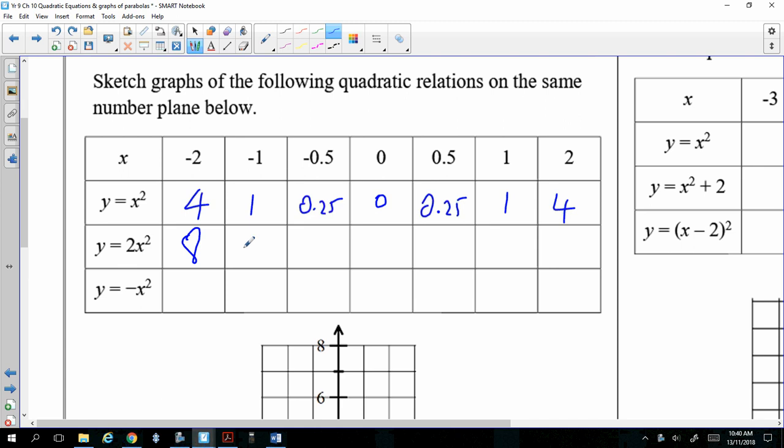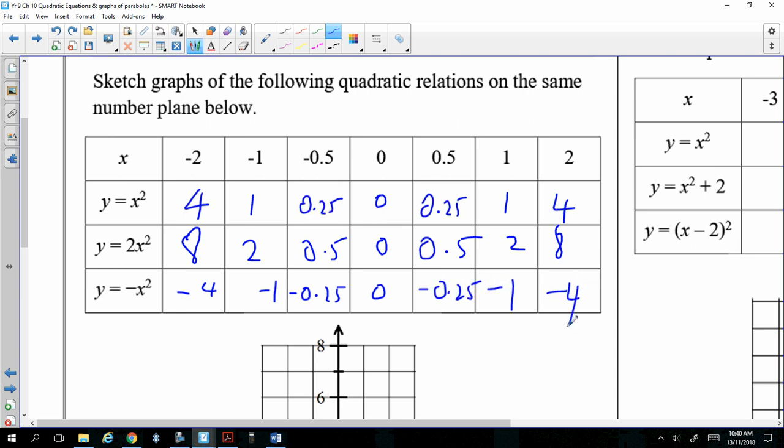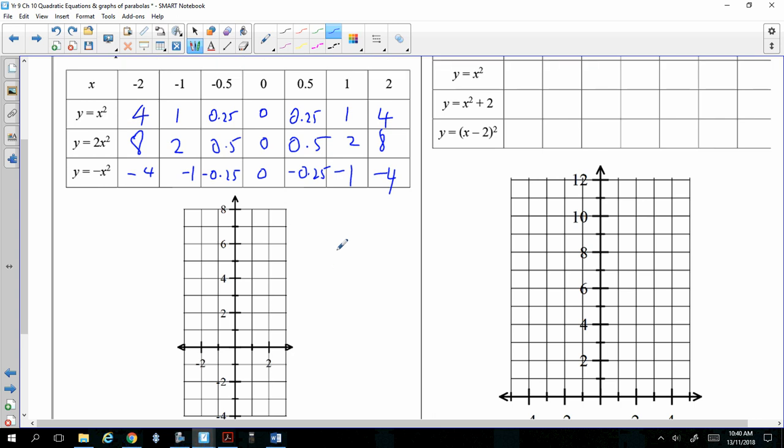So you get 8, 2, 0.5, 0, 0.5, 2, 8, like that. And if you have a negative, the y values become negative. So you get negative 4, negative 1, negative 0.25, 0, negative 0.25, negative 1, negative 4. Does that make sense? And then you're going to draw all three graphs on the same number plane using different color pens. Let's try to draw it.